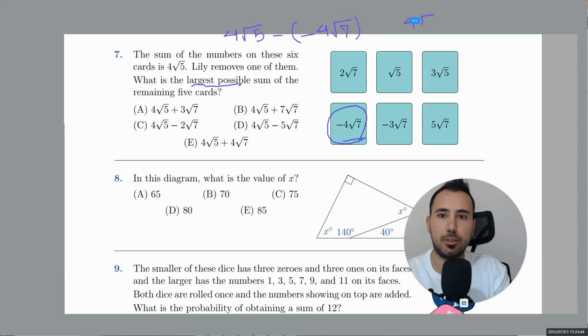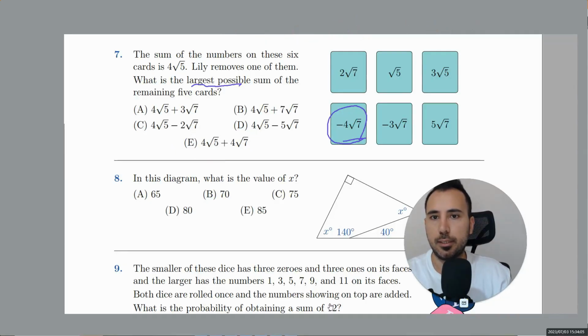And we could also move it like this. Okay, 4 is also shared between them. We could factorize it, but we don't have to. 4 square root of 5, 4 square root of 7. Okay.